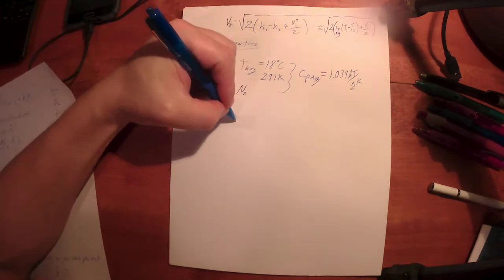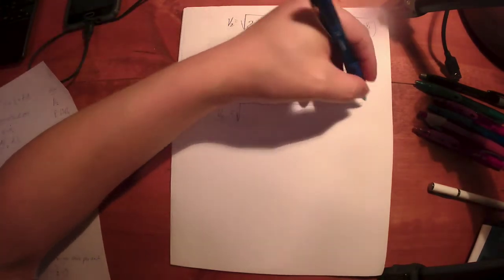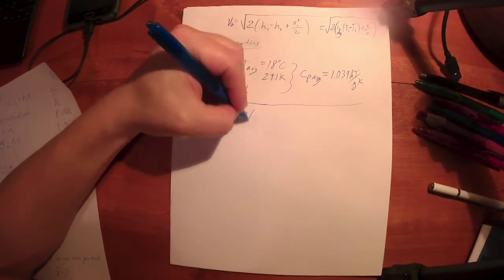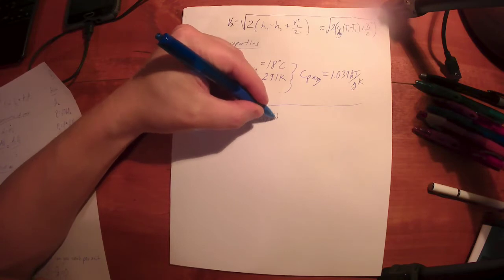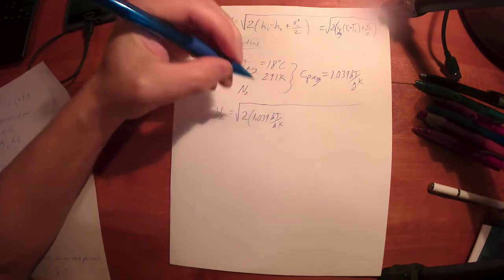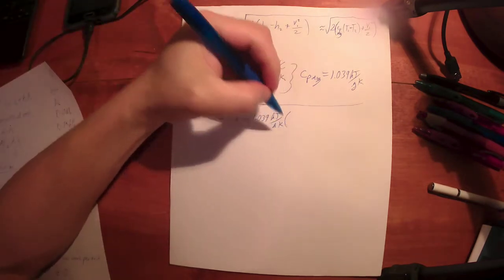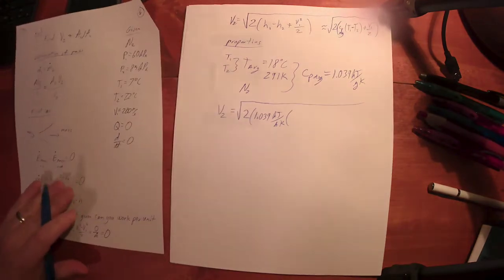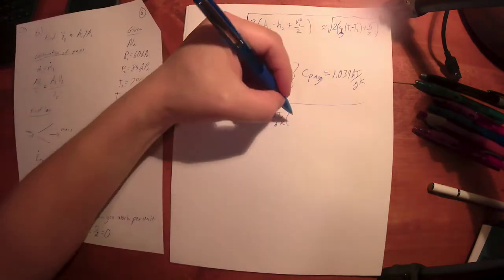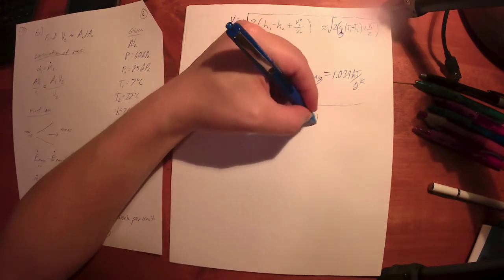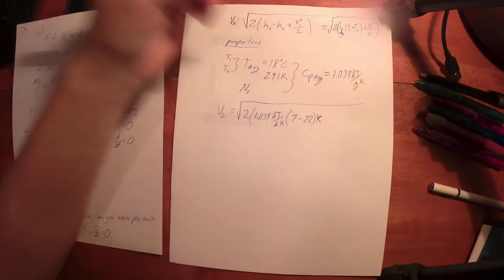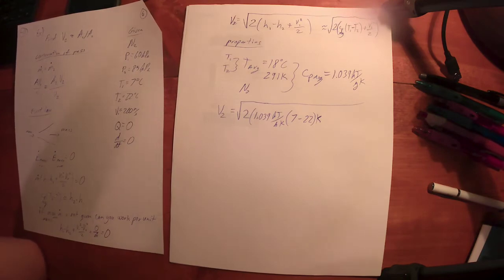V2 is equal to the square root of 2 times the quantity 1.039 kilojoules per kilogram Kelvin, multiplied by, what do we got here? T1 is 7, T2 is 22, and those are Kelvin. Steve, wait, those are Celsius. Yes, a change in Kelvin is the same as a change in Celsius.